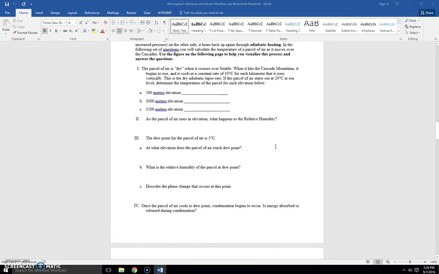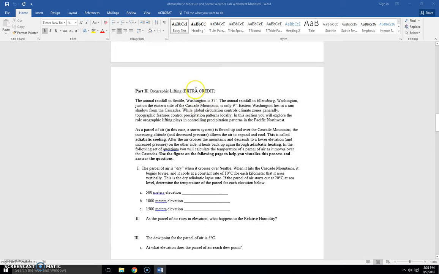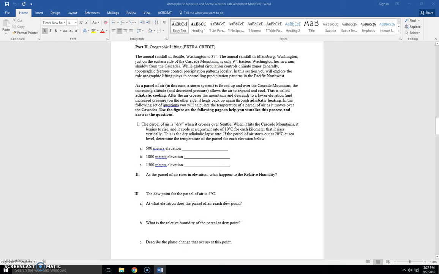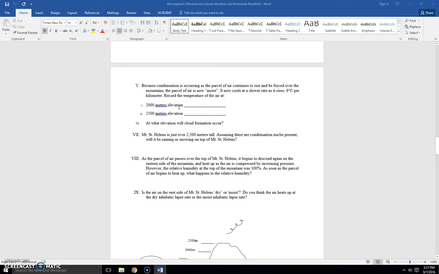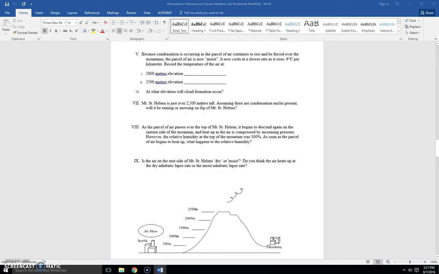You might have noticed, part 2 is extra credit. So all the questions with a Roman numeral are extra credit. There's a special extra credit quiz to submit your answers on. And it's called Orographic Lifting Extra Credit. And again, you just go through and calculate relative humidity and what's going on because of the change in relative humidity with a change in elevation.